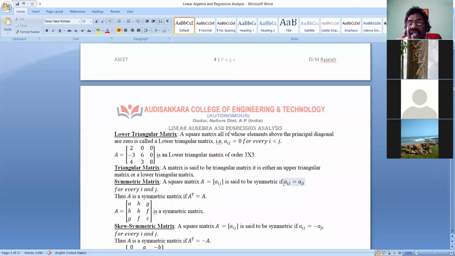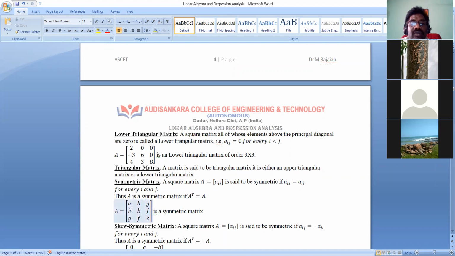That is nothing but Aij equal to Aji. That means that if rows or columns are interchanged, then there is no change in the given matrix. That is called a symmetric matrix. For example, let us consider A transpose equal to A.